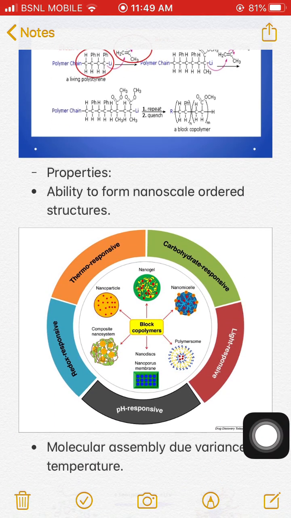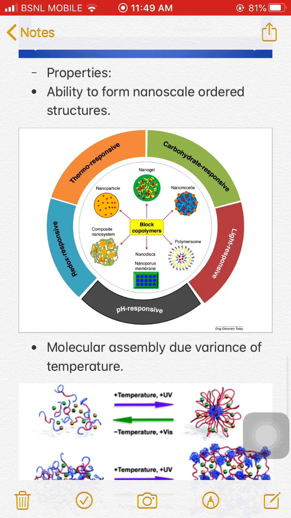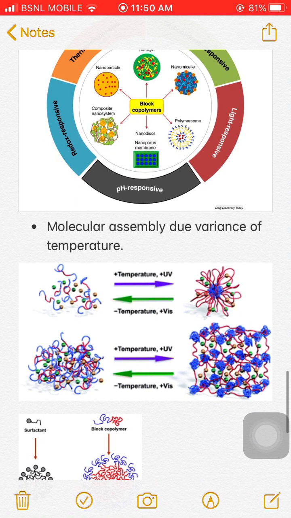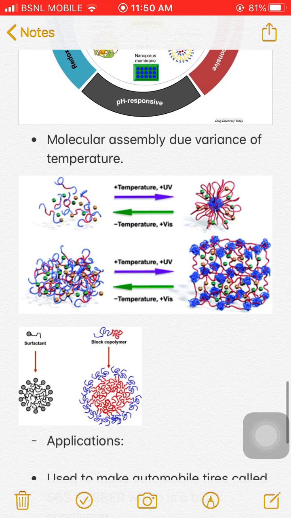So using a block copolymer, we can form nanogel, nanomicelle, polymersome, nanodisc, composite nanosystem, and also nanoparticles. So the ability of this block copolymer to form a wide range of nanoscale structures is because of the property that is molecular assembly. Molecular assembly takes place due to a variation in temperature. So generally we know what a micelle is. Micelle means what? We have already discussed it in surfactants.